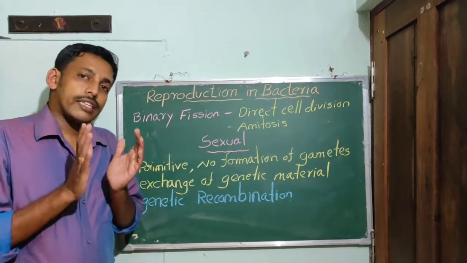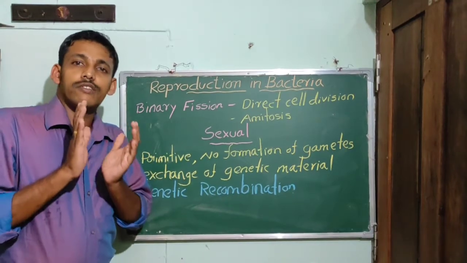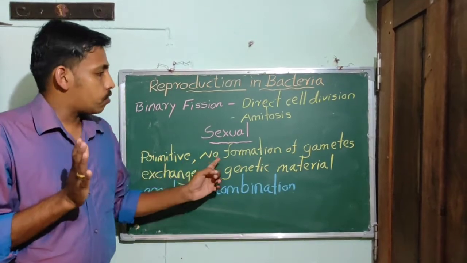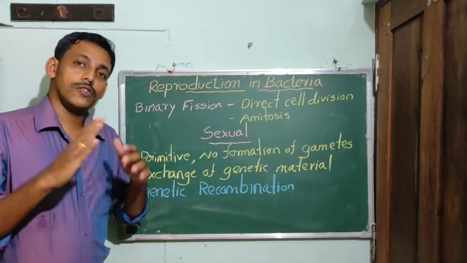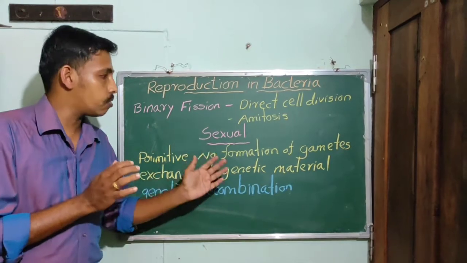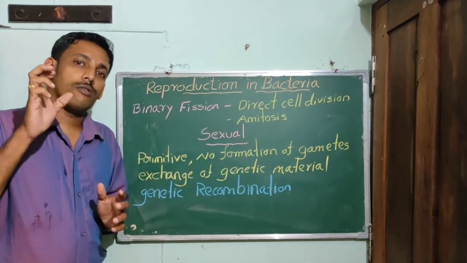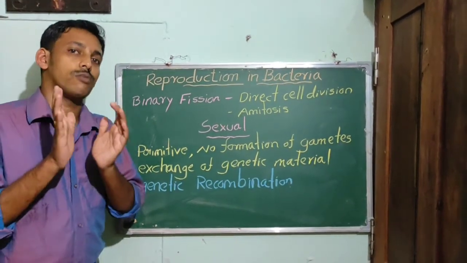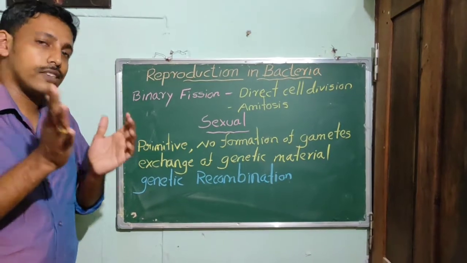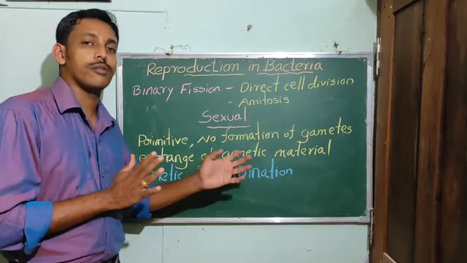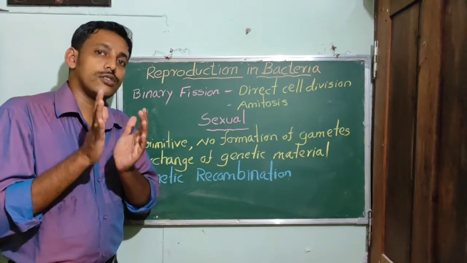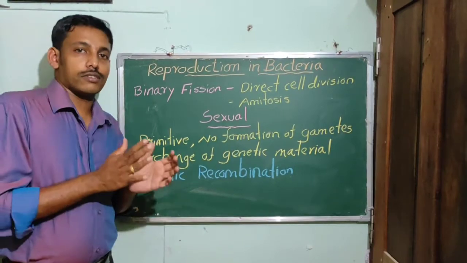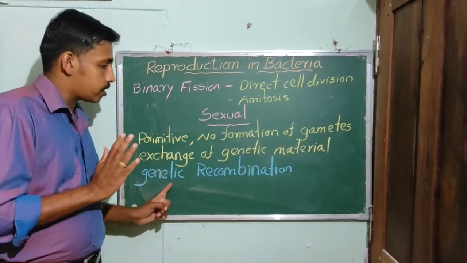Then in the case of sexual reproduction, bacteria exhibit a primitive mode of sexual reproduction. There is no formation of gametes or fusion of cells. There is just an exchange of genetic material. So this process is better known as genetic recombination.